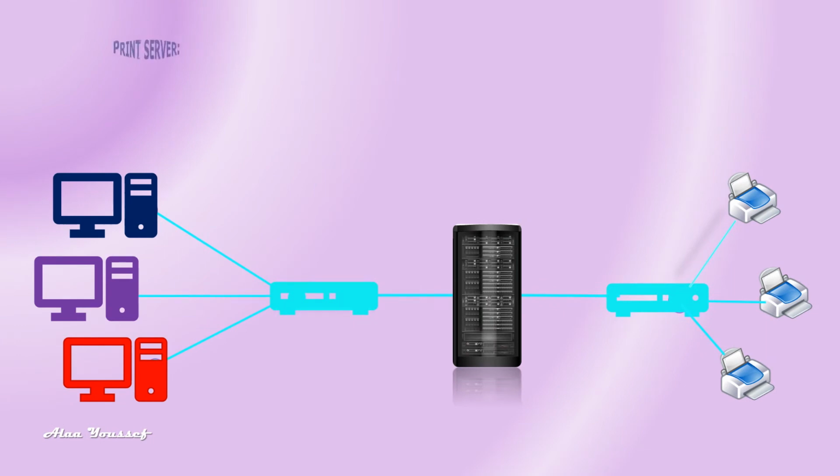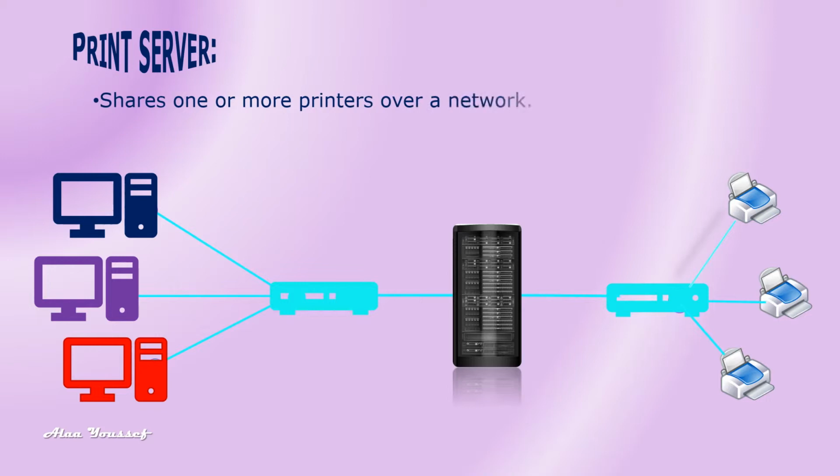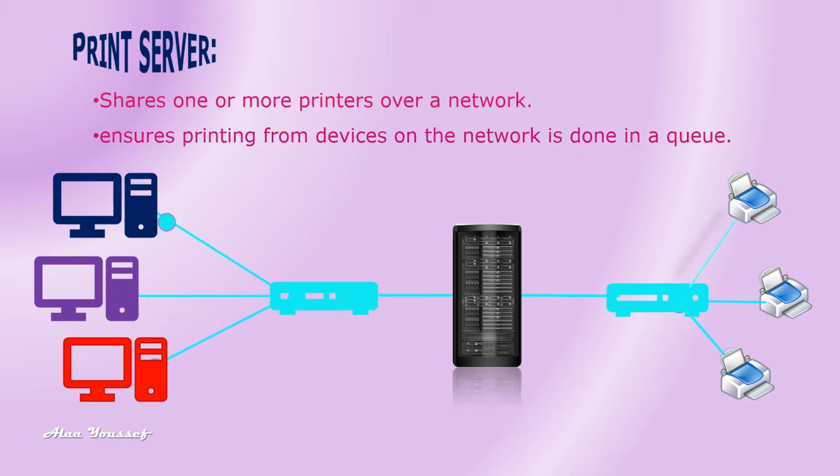Another example is print server. A print server shares one or more printers over a network. It ensures printing from devices on the network is done in a queue, for example.